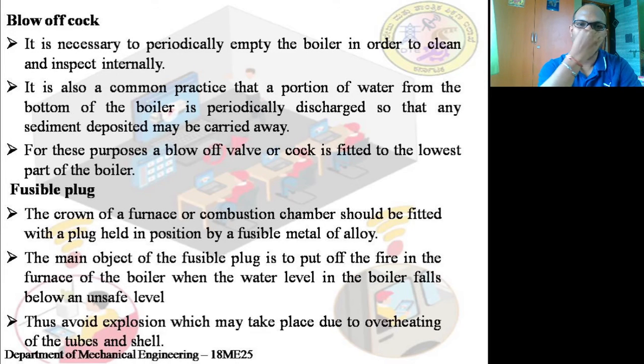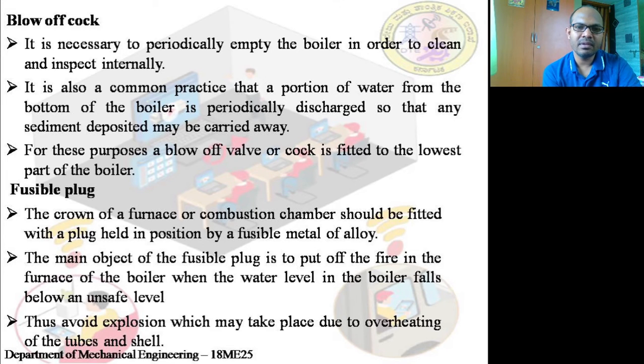Next one is a blow-off cock. A blow-off cock, or blow-off valve, is also what it is called. It is necessary to periodically empty the boiler in order to clean and inspect it internally. It is also common practice that a portion of water from the bottom of the boiler is periodically discharged so that any sediment deposited may be carried away.